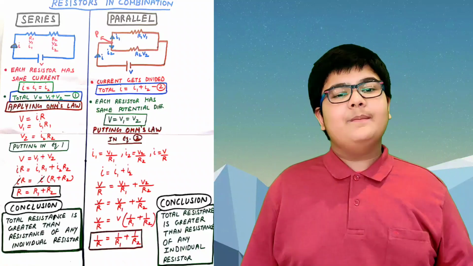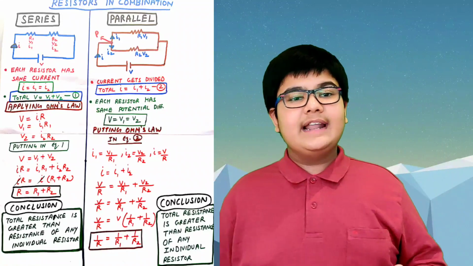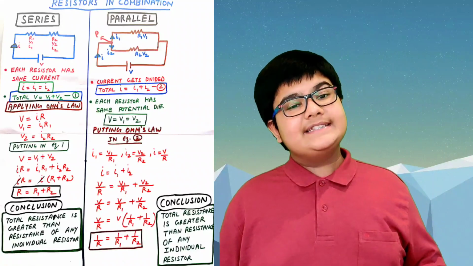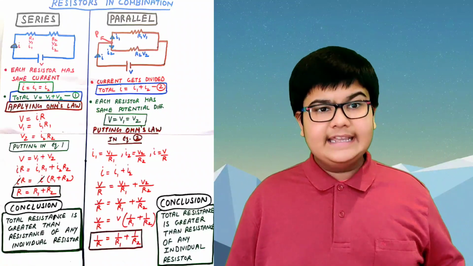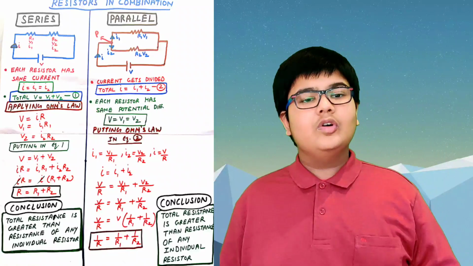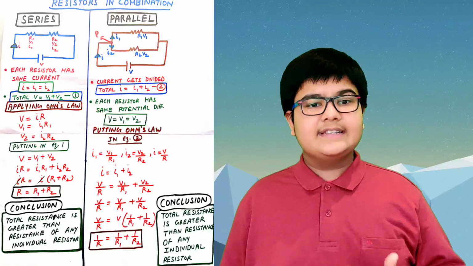So now in series combination, each resistor has the same current and that is equal to the current of the circuit. So that means that the total current of the circuit, that is I, is equal to the current of the individual resistors I1 and I2, or I is equal to I1 is equal to I2.